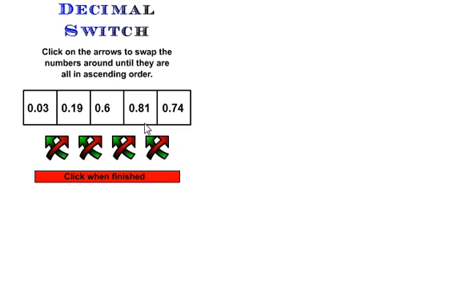So we look at the 6, 8, and 7. 6 is the lowest, so that's already in the right place. And then the 8 and the 7 need to be switched. When you're finished, you can click this to see if you're right. And we were.